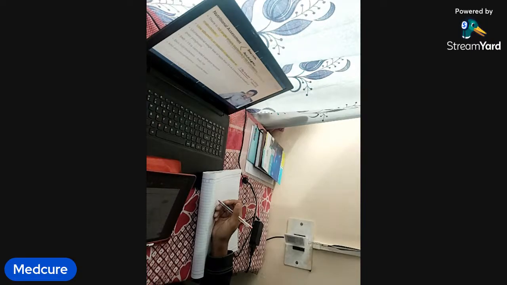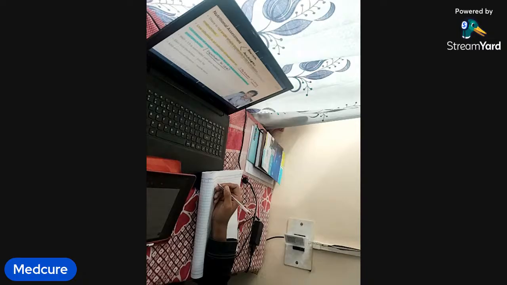Very important here is the definition of significant weight loss. Significant weight loss is unintentional weight loss of more than 10% in 6 months. This definition is not only asked in MCQ exams, but it is also asked frequently in the viva. So, significant weight loss is unintentional weight loss of more than 10% in 6 months.